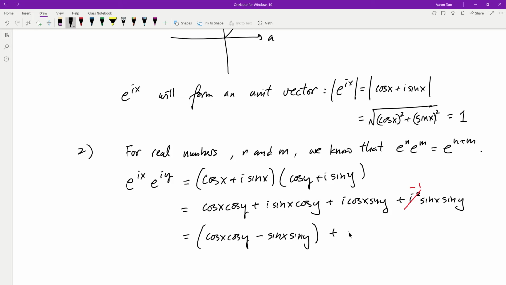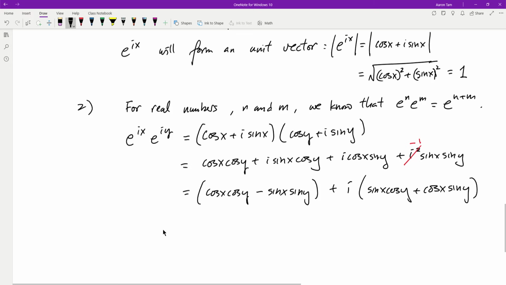Plus, and I'm going to pull out the i from this here, and then what I have would be sine x cosine y plus cosine x sine y. And now here comes the important part. Both of these are actually trig identities. Cosine x cosine y minus sine x sine y is actually the identity for cosine of x plus y. And sine x cosine y plus cosine x sine y is also a trig identity. That would be sine of x plus y.